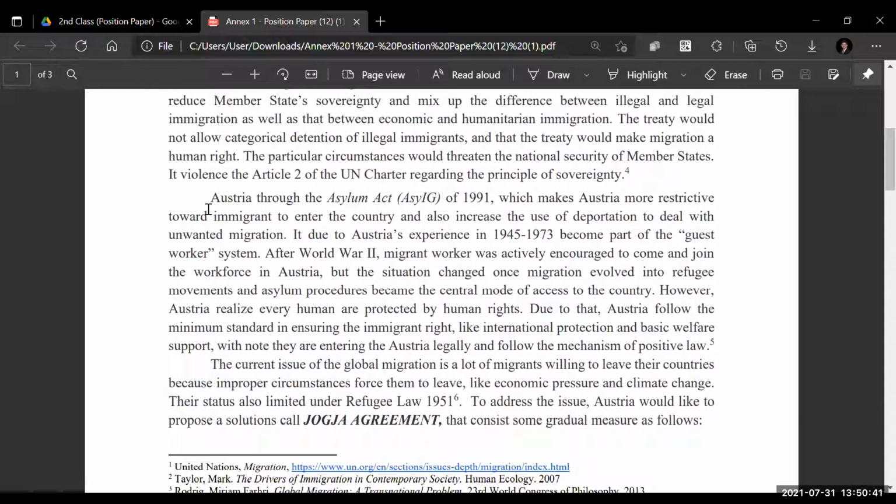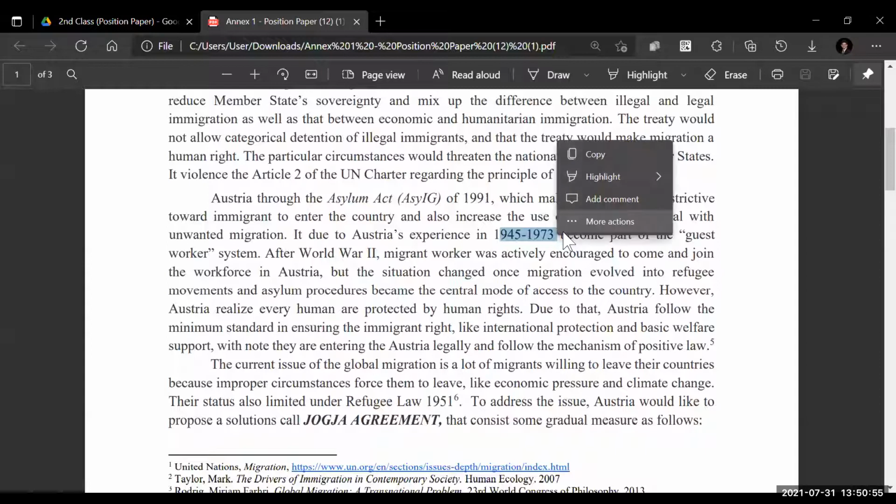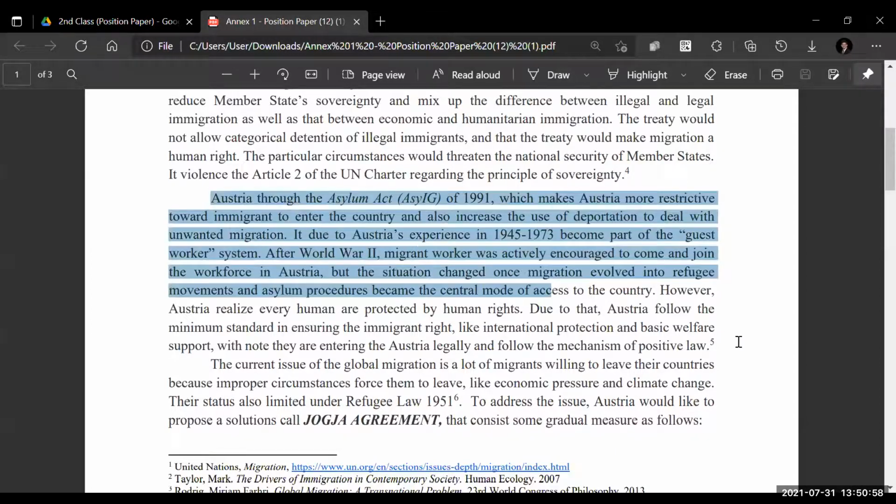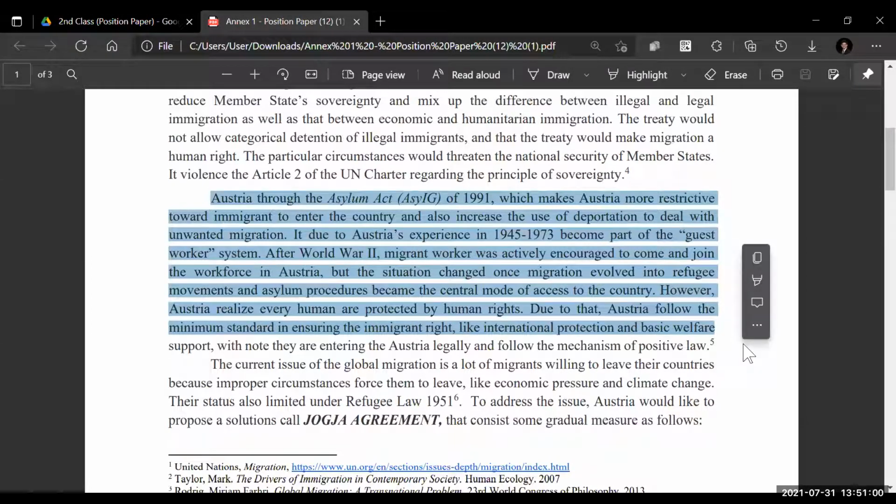What information do you have to put in this third paragraph? You have to put information about Austria's policy. In this case, the writers use the Asylum Act of 1991. They also use Austria's 1945 until 1973 experiences in mitigating the issue. You can use all of this information, and always remember to put in reliable sources.